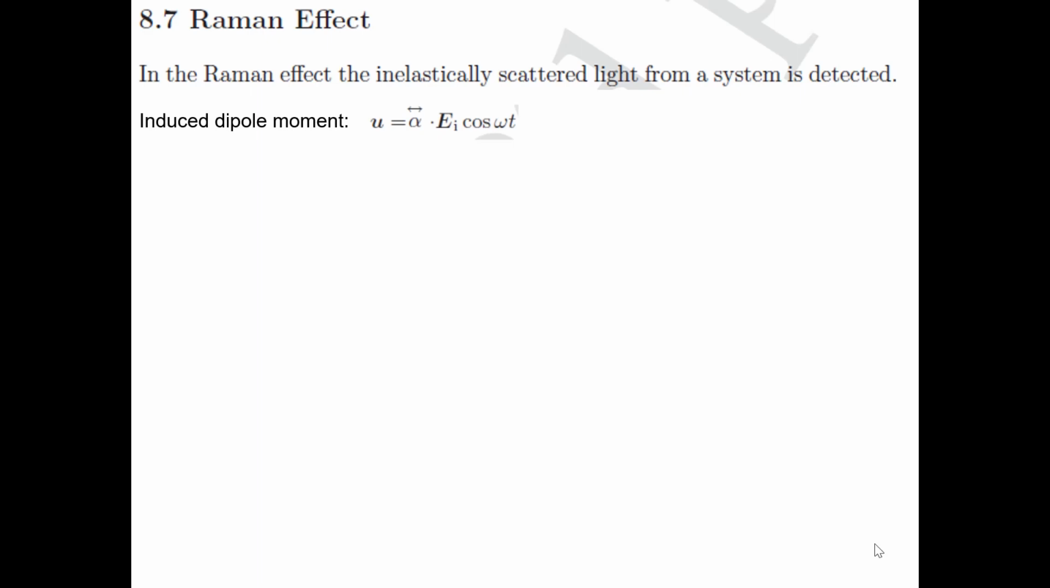So the Raman effect is the inelastic scattering of light from either molecules or solids. You shine light into a molecule, and the molecule can scatter the photon by absorbing or emitting a quantum of vibration. In the case of a solid, we call it a phonon. All right.